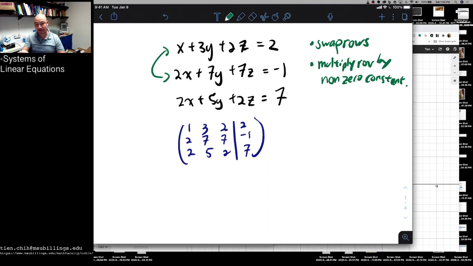So what's the point of this? Well, we've seen this all the time, like in algebra before, right? If you have 2x is equal to 6, then you divide both sides by 2 and you get x equal to 3. And all this is saying is we can still do things like that here. And the third thing we're allowed to do is add multiples of rows to each other.